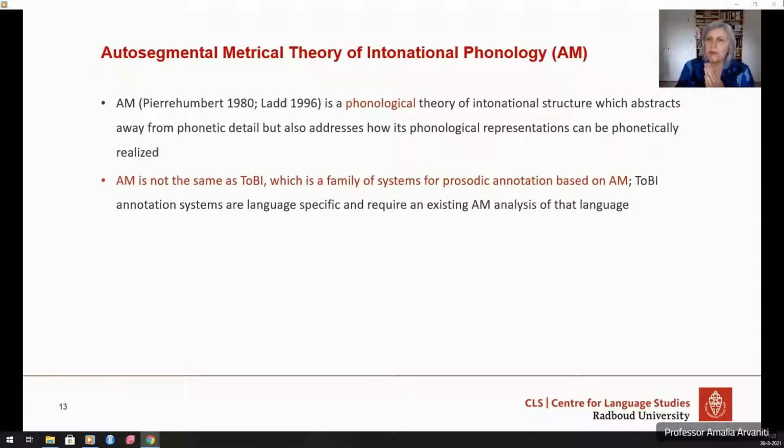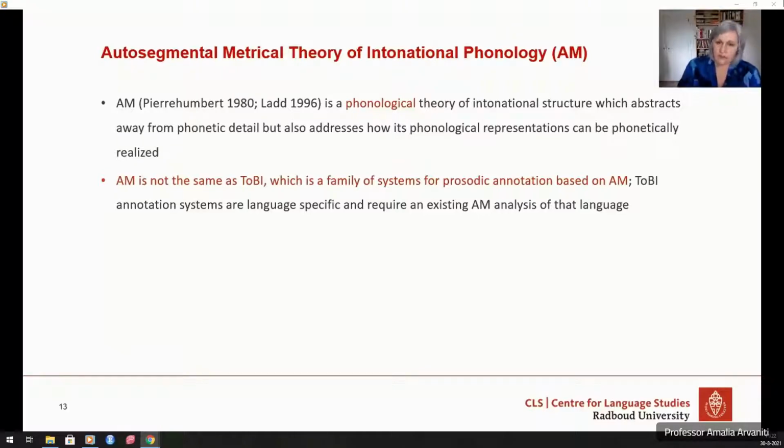So ToBI is nothing exotic or cryptic, it's just a series of text grids that you can put underneath your files in Praat, of course, in a systematic manner. ToBI annotation systems are language specific, so there's no universal ToBI. Criticisms like "I cannot use ToBI because the language I work with is tonal," for example, do not apply. ToBI systems can be adapted to any language.